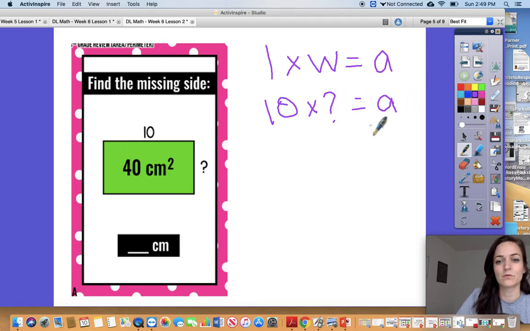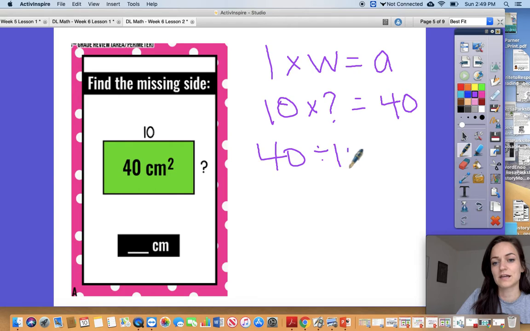Well, 10 times what? Or I could flip this too. Oops, I know my area is 40. So I'm going to write 40 here because it tells me it's 40. 10 times something equals 40. Okay, I can flip this one and rewrite it to say that 40, or the area divided by one side, will give me the other side. Okay, 40 divided by 10 is 4, right?